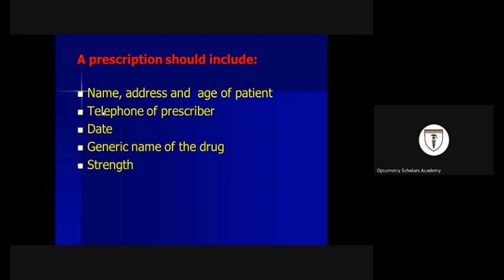Another thing is to write the strength of the drug. So the drug is either in percentage, 5%, 0.5%, 1%, or in milligrams, 10 milligrams, or 100 milligrams, or 1000 milligrams, or in IUs, especially for the vitamins, 1000 IU or 2000 IU.